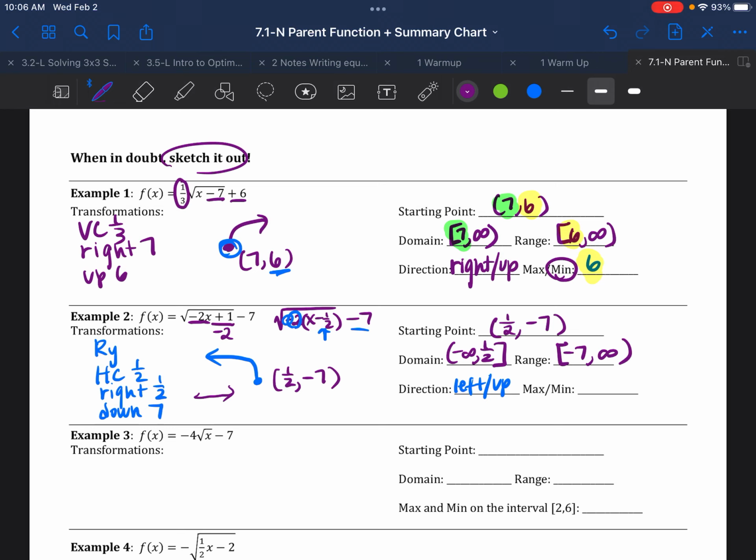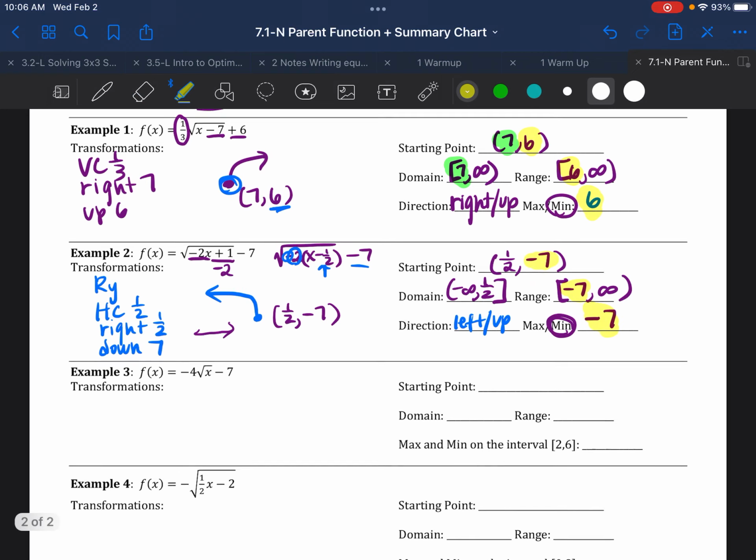And so we still have a minimum because it's still going up, and that minimum is -7. Remember, this and this will always match.